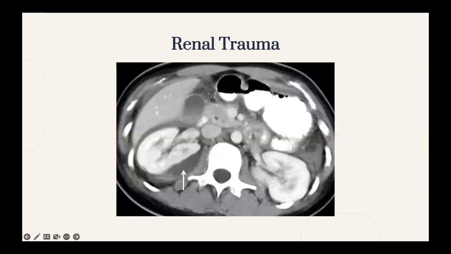So this is a CT scan with the IV contrast. As you can see here in this kidney, there's a slight hypodense lesion. This is a subcapsular hematoma. So this patient had renal trauma. It was blunt. We did the CT scan and we found an injury.